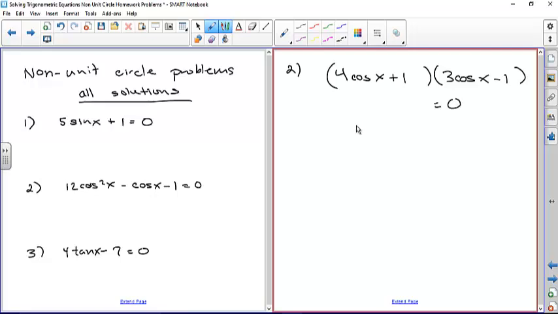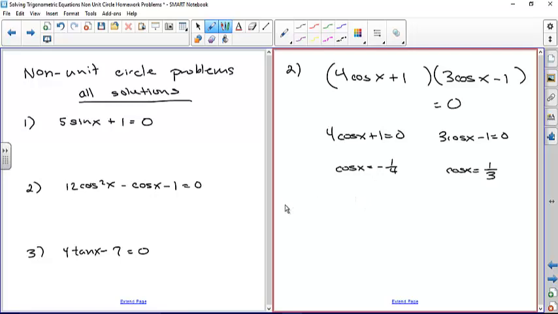+1, -1. Okay. So the solutions are when 4 cosine x plus 1 equals 0, or the cosine of x equals -1/4. And the second group of solutions is when 3 cosine x minus 1 equals 0, or the cosine of x equals 1/3. And I'm going to get 2 solutions from each one of those.